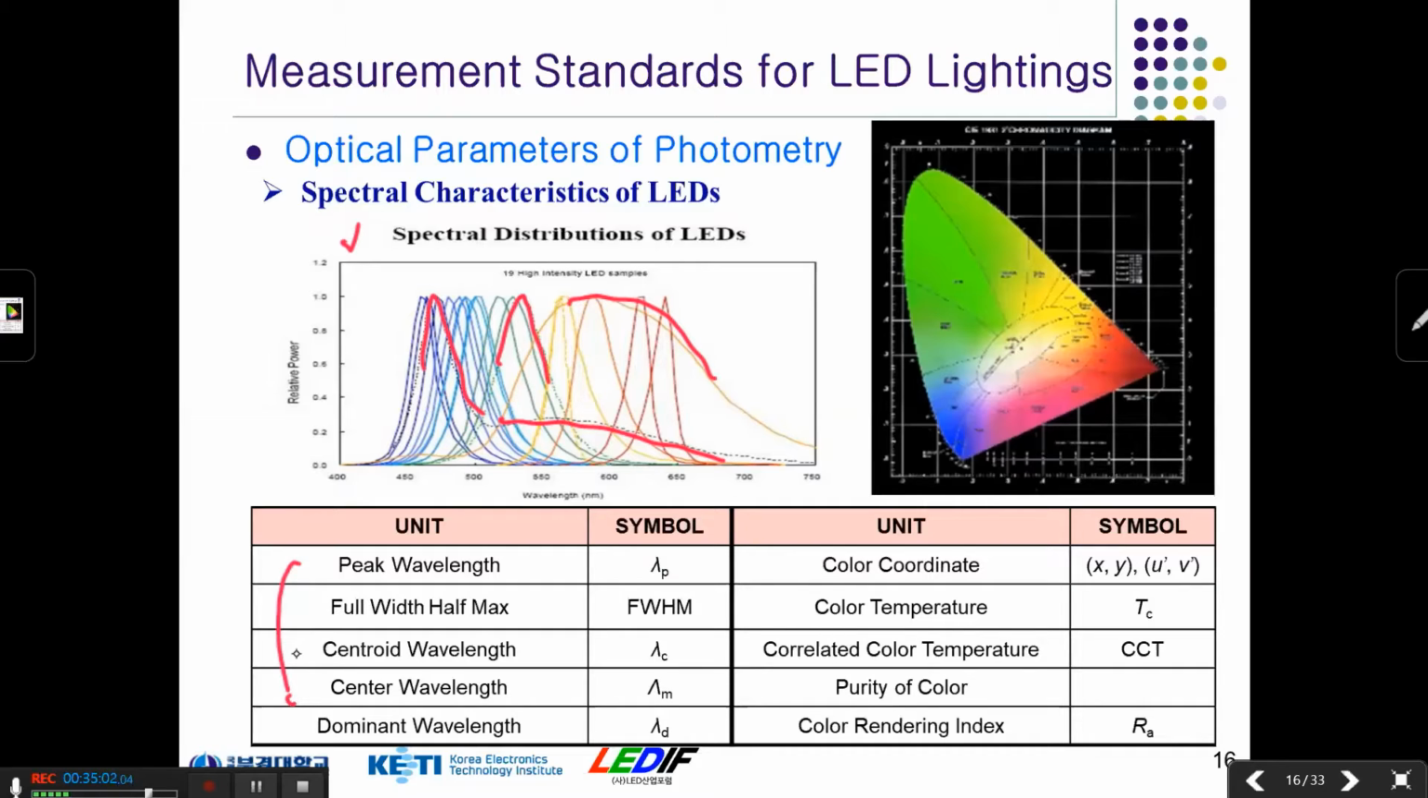From a spectrum of a light source, the location of the light source on the CIE 1931 chromaticity diagram, that is the CIE 1931 XY color coordinate at the right side, can be derived. From the diagram, XY color coordinate, color temperature, correlated color temperature, that is CCT, purity of color, color rendering index, and dominant wavelengths will be derived.